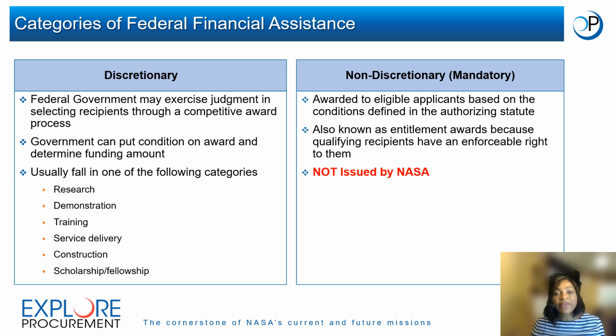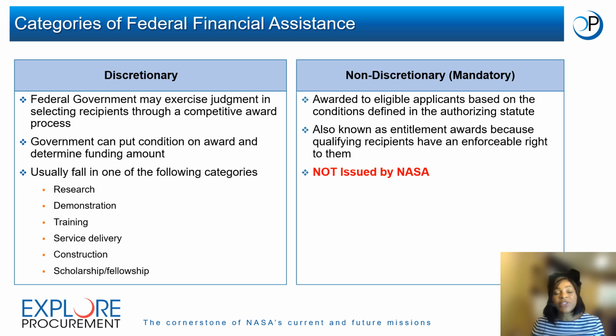Discretionary awards permit the federal government, according to specific authorizing legislation, to exercise judgment in selecting the recipient through a competitive award process. With discretionary awards, the government can put conditions on the award and determine the amount of funding. Most discretionary awards fall into the categories of research, demonstration, training, service delivery, construction, scholarships, and fellowships.